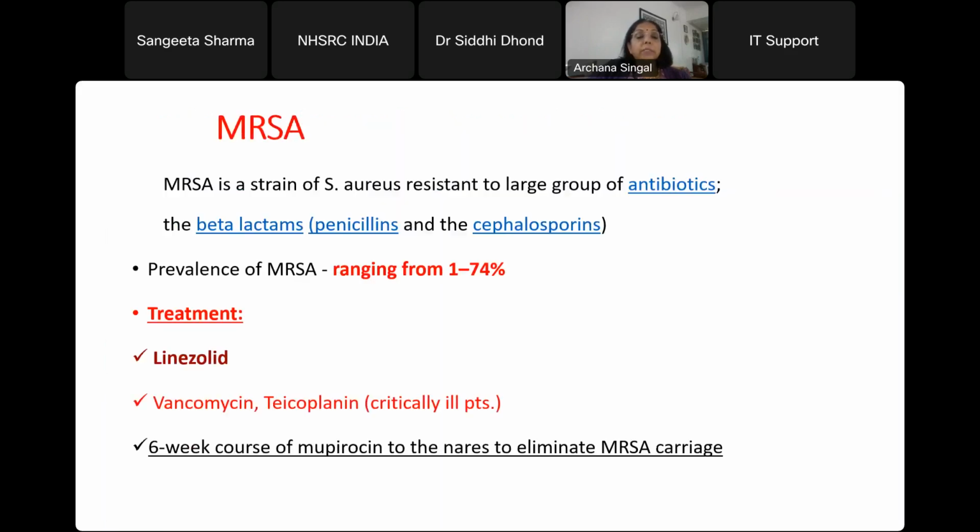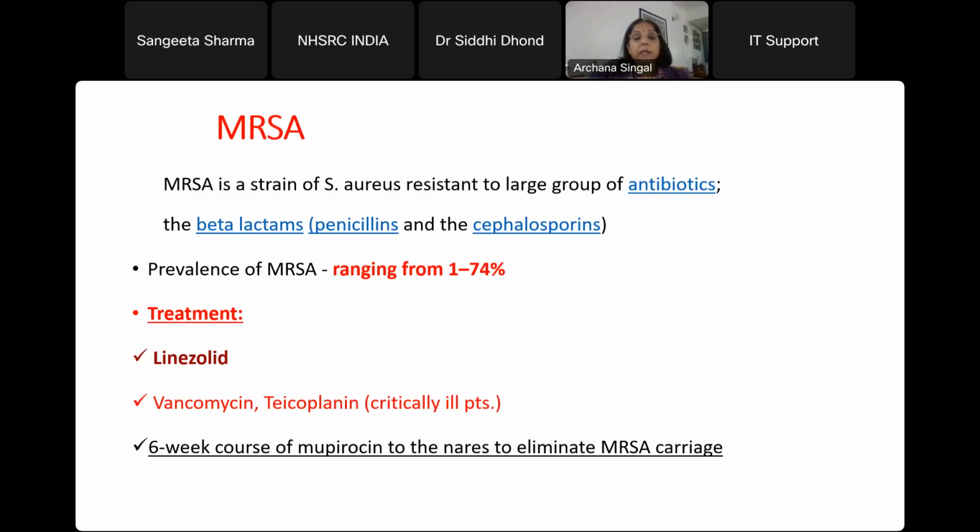So MRSA, methicillin resistant. Now, this is very important because it's a special group of Staph aureus, which is resistant to a large group of antibiotics, the beta-lactam antibiotics. So amoxicillin will not help, cloxacillin will not help, cephalosporins will not help. And the prevalence is pretty high. The treatment is linezolid and vancomycin.